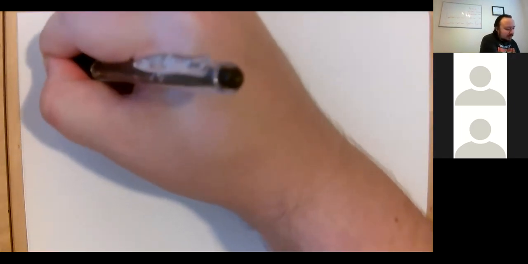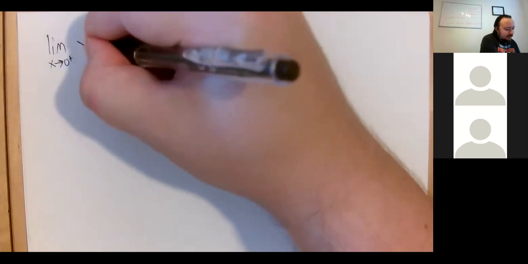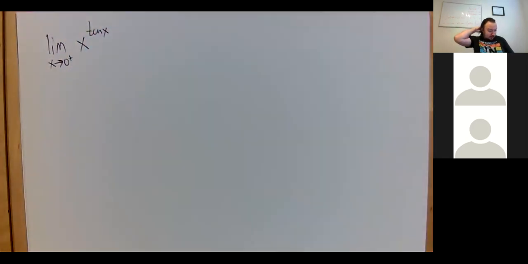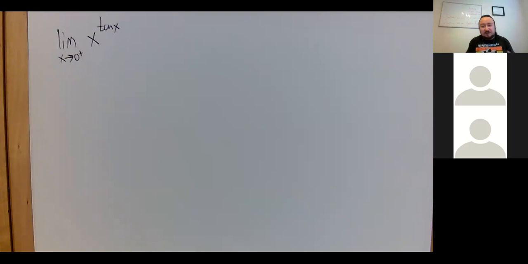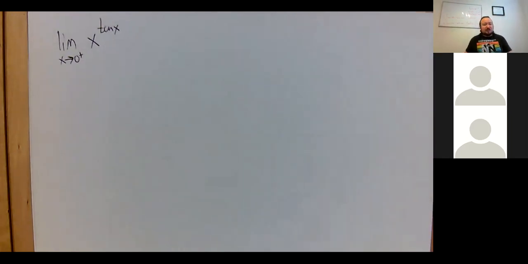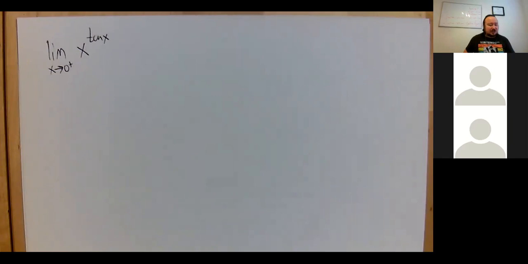Let's do the limit as x goes to 0 from the right of x raised to the tangent of x. I think we should be able to do this one here. Now I'm just making this one up, so there's a chance this could be some wild and crazy thing that doesn't end up working, but we'll try to do this anyways. Limit as x goes to 0 from the right of x to the tangent of x.